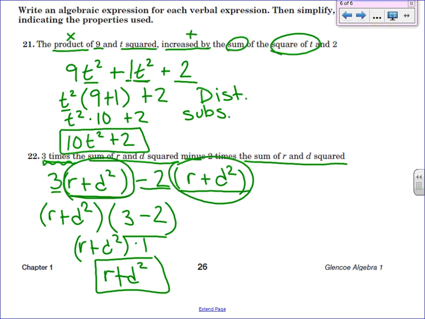And we're supposed to name the properties, so I guess I should go back and do that. So the first property here is the distributive property. And then the next one is a substitution. When we did 3 minus 2, we just substituted that was equal to 1. And the last one is the multiplicative identity, because anything times 1 is itself.